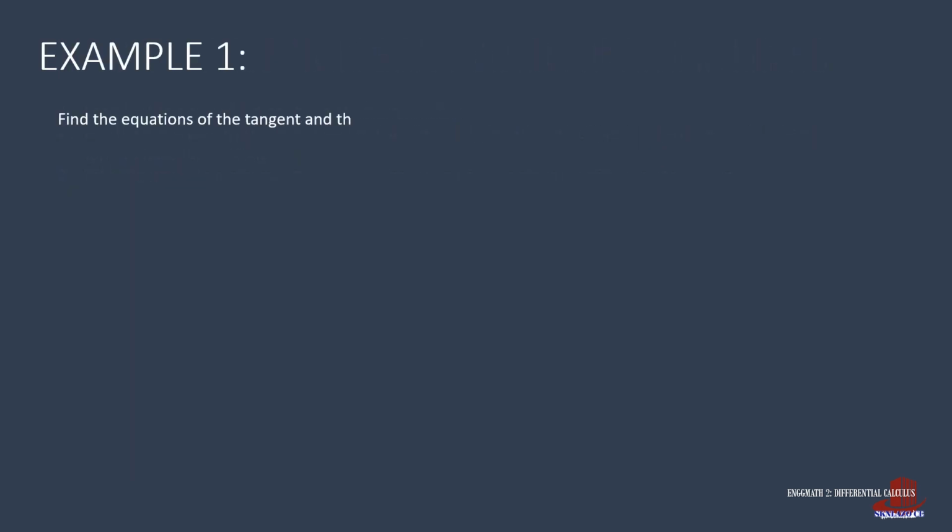Let's look for the equations of the tangent and normal lines for the cissoid with the equation y squared is equal to x cubed upon 2a minus x. We use the point at (a, a).